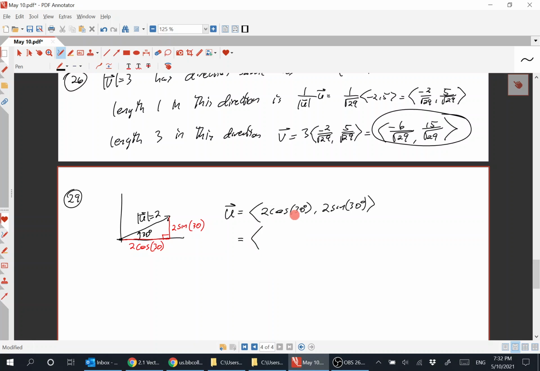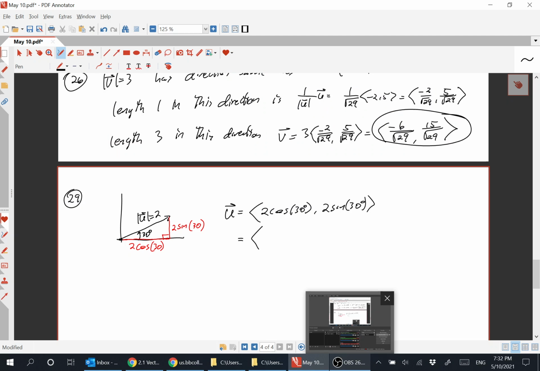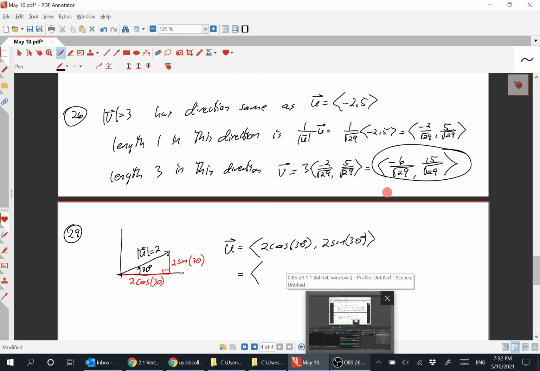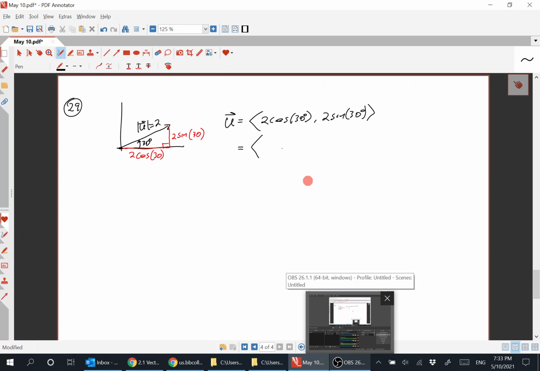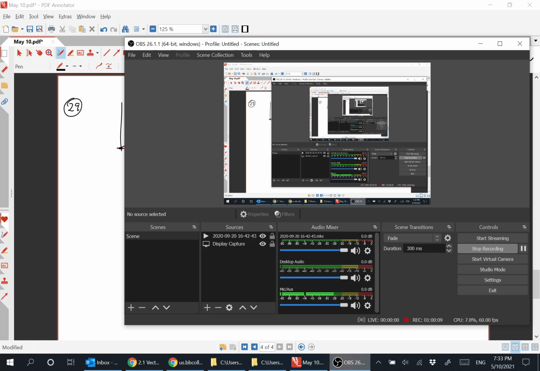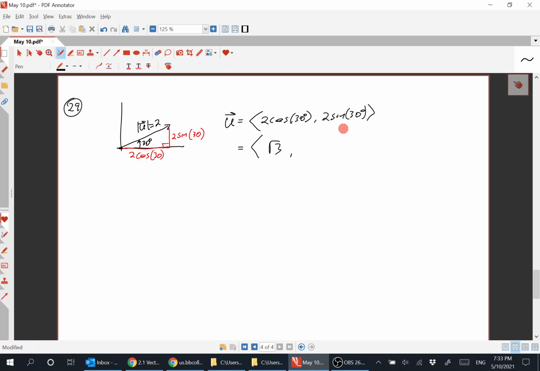Cosine of 30 is square root 3 over 2, so that component is just square root 3. And then sine of 30 is a half, so 2 times a half is just 1. So given the length of a vector and some information about an angle like that, you can find the coordinates for the vector like so.